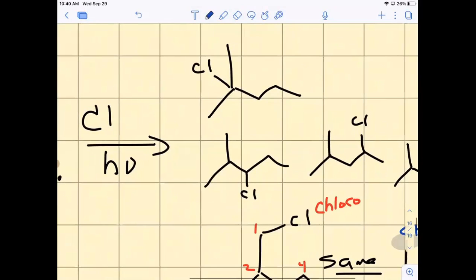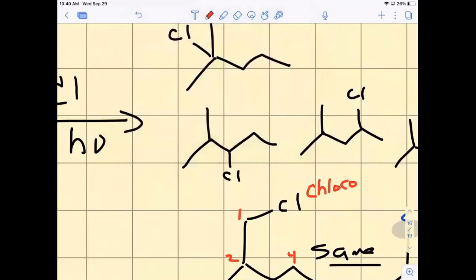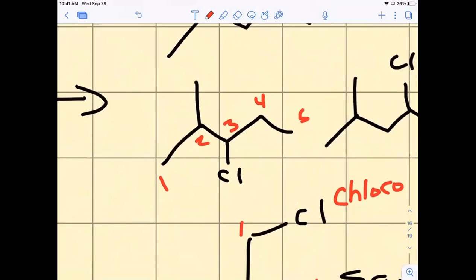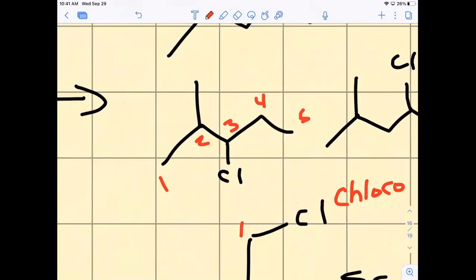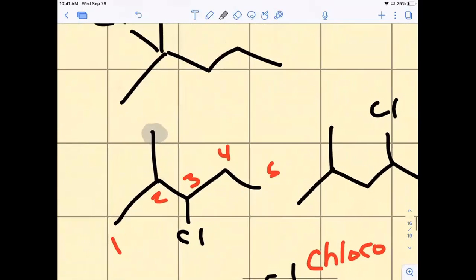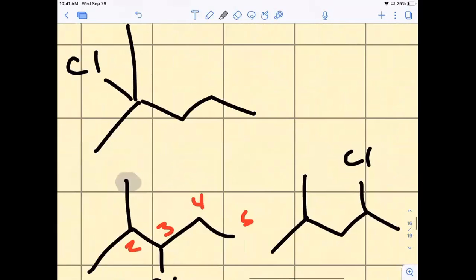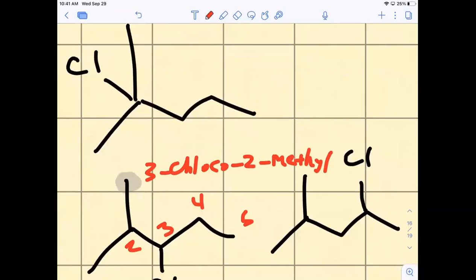We're going to start counting from this end because this end has the closest branch point. We know that pentane is our parent. What would this one be? Alphabetical order. This is a CH3. 3 chloro, 2 methyl pentane. Sorry about that. 3 chloro, 2 methyl pentane. Good.